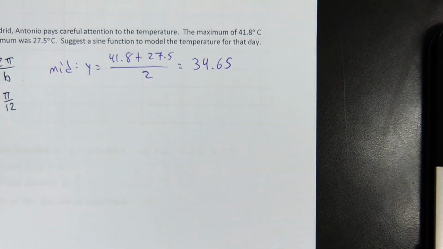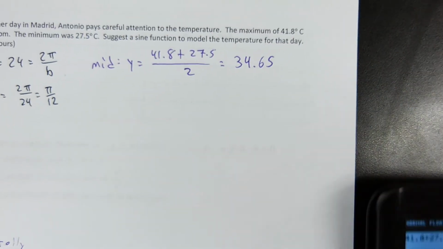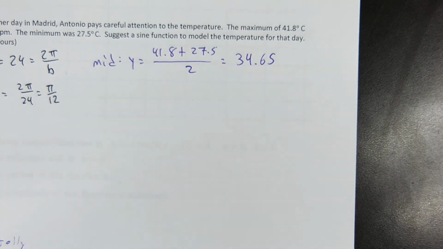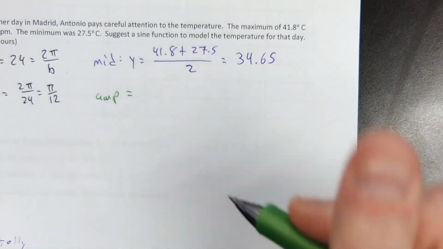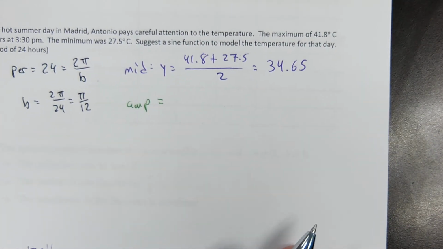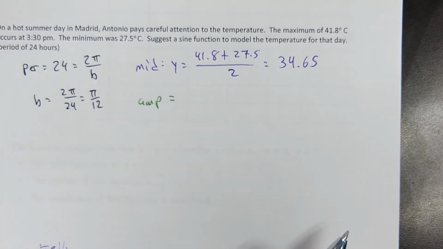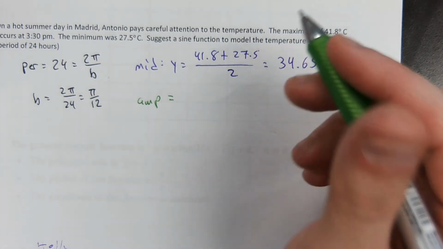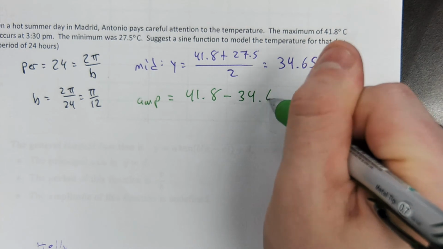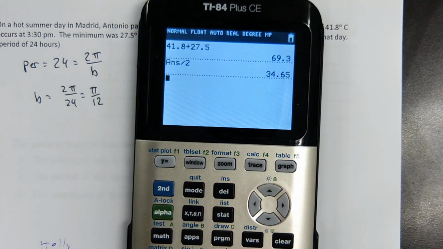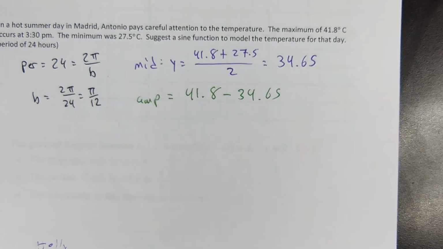And since we know the midline, what else can we easily get here? Amplitude, yep. Because our amplitude will just be, well, no, it would be the maximum minus the midline. 7.15 is our amplitude.